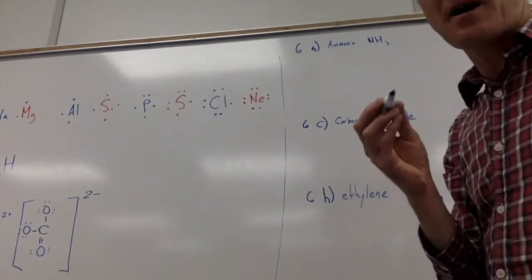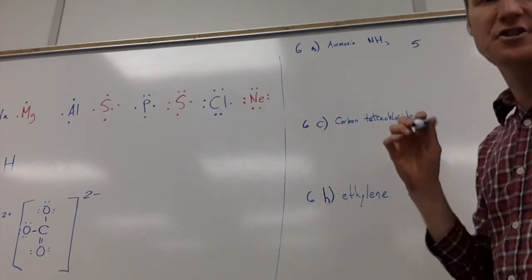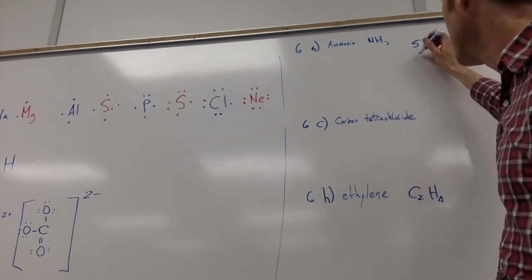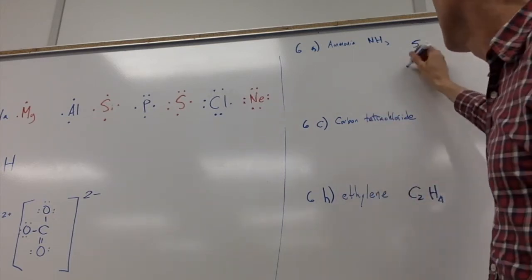Let's start by adding up how many electrons we have to work with. The nitrogen gives us 5 valence electrons. Each hydrogen gives us 1, so 3 from the hydrogens. 5 plus 3 is 8.